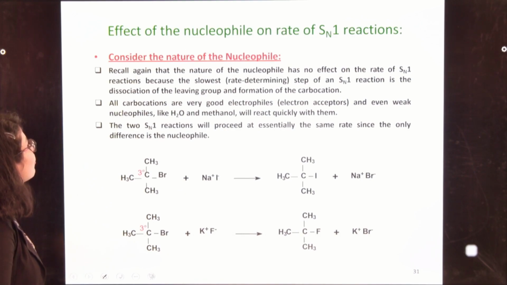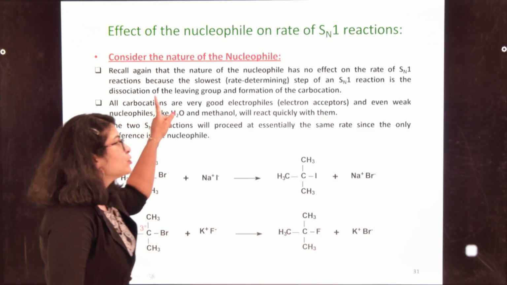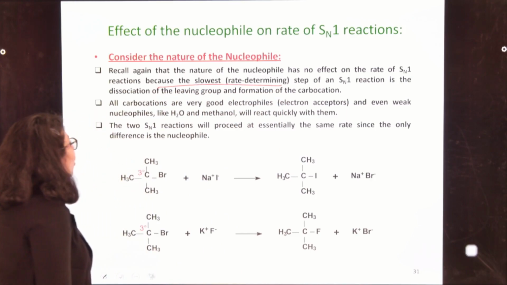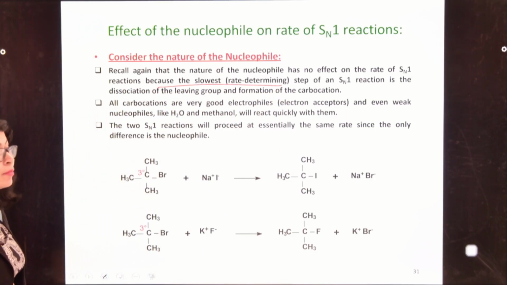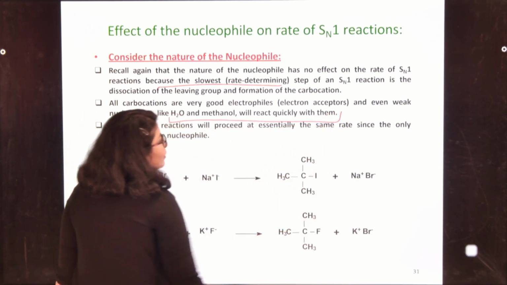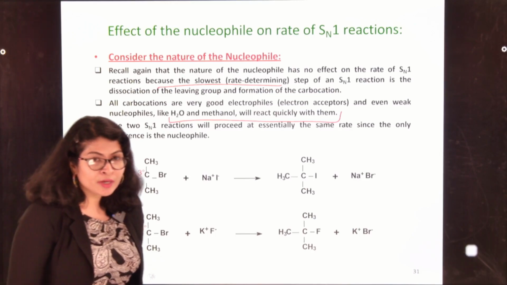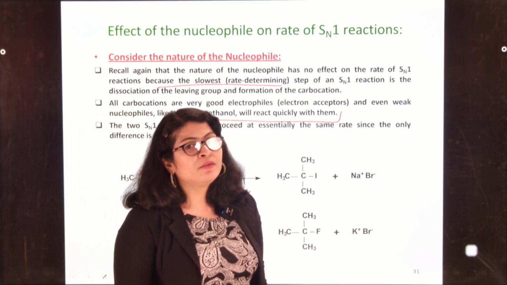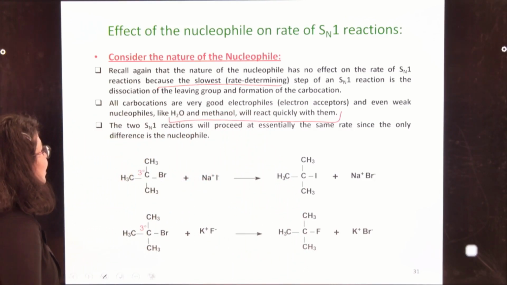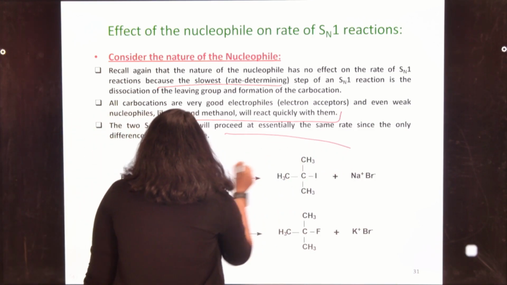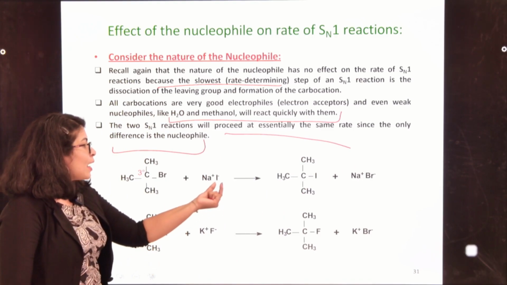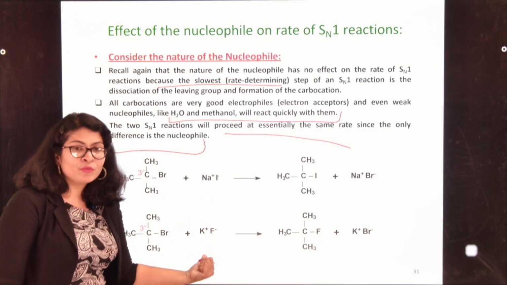If I look at the nature of the nucleophile, it has no effect on the rate of the SN1 reaction because it is not involved in the rate determining step. All carbocations are very good electrophiles, that means electron acceptors, and even weak nucleophiles like water and methanol will react quickly with them. They are already electron deficient, so wherever they find any source of electrons, be it weak or strong, they will grab it to form a bond. So two SN1 reactions that differ only in the nucleophile will proceed at essentially the same rate. The nucleophile has no impact on the rate of reaction, so whether it is iodine or fluorine, the rate of addition of the nucleophile will be the same.